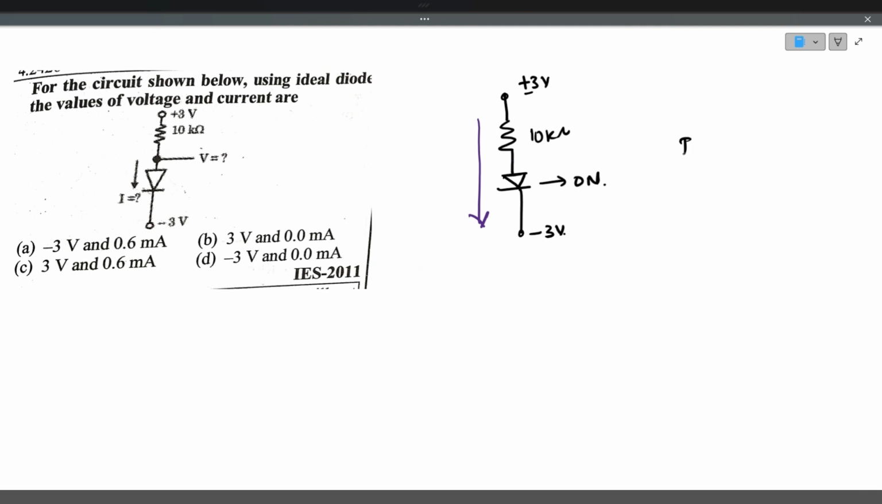So the current I is equal to 3 minus (minus 3) divided by 10 kilo ohms, that is 10 into 10 to the power of 3. So current I will be 0.6 milliamps. And he's asking to find out the voltage at this point. When the diode is short circuit, the voltage V is equal to minus 3 volts by applying KVL in this loop. If you apply KVL, this is V output. If you apply KVL in this loop, it will be minus 3 volt. So the answer is option A.